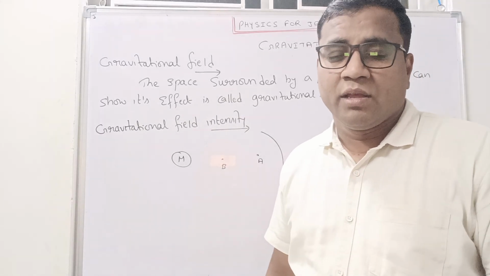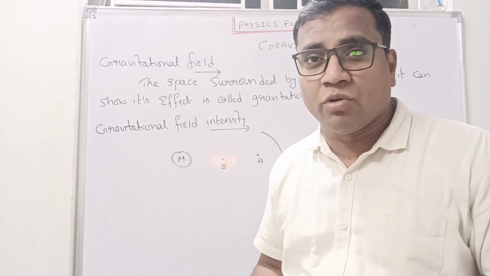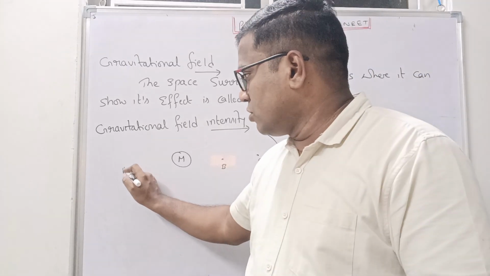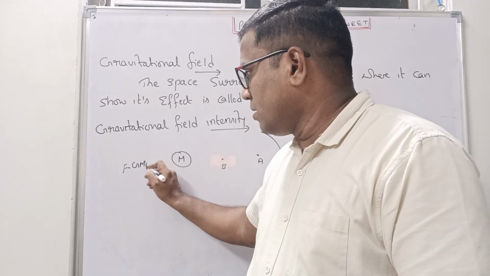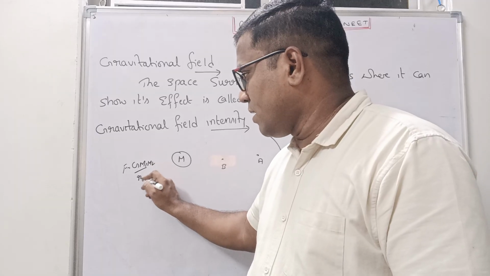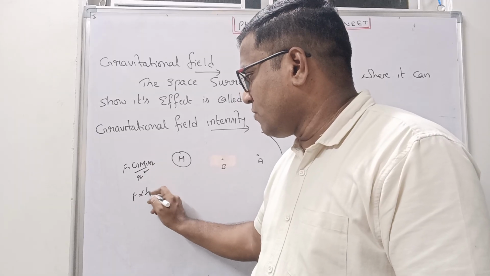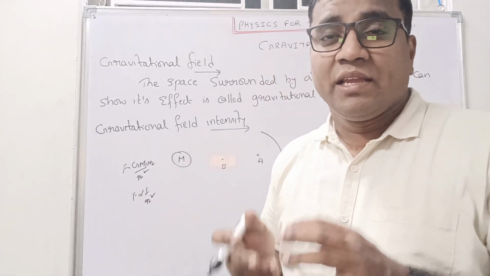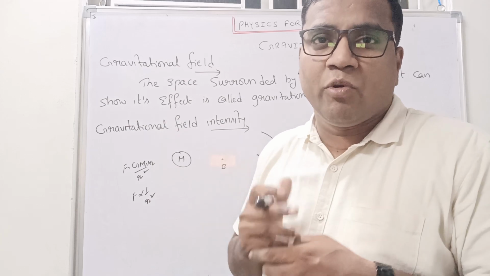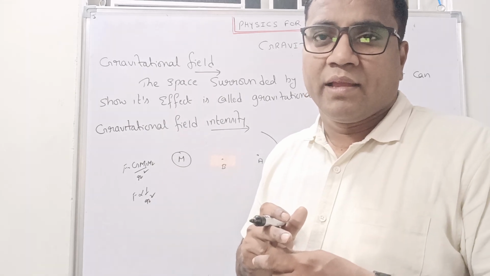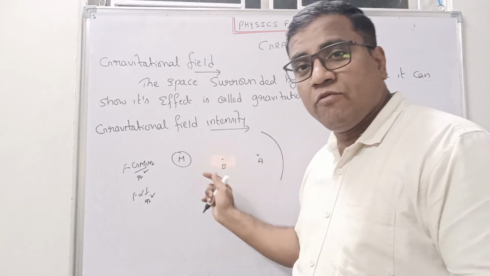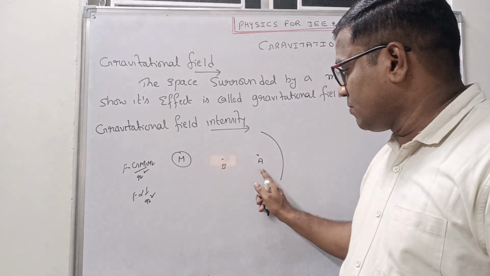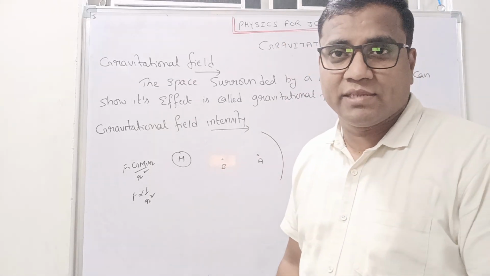You may ask a question, sir, if it is nearer to the mass, how force is more? So we know F is equal to G m1 m2 by r square. So F proportional to 1 by r square. If distance is more, force will be less. If distance is less, force will be more. Clear? So here distance is less, force will be more, and distance is more and force will be less.